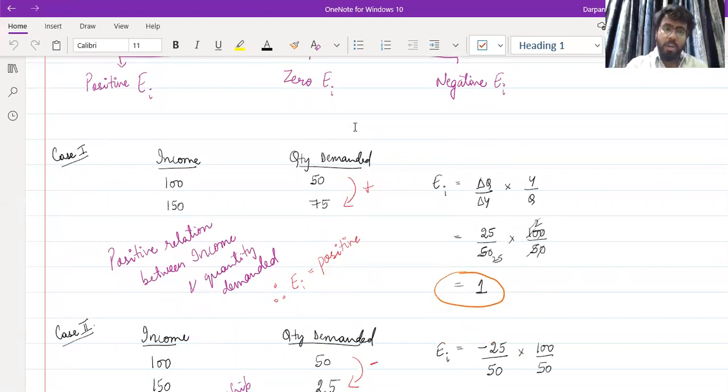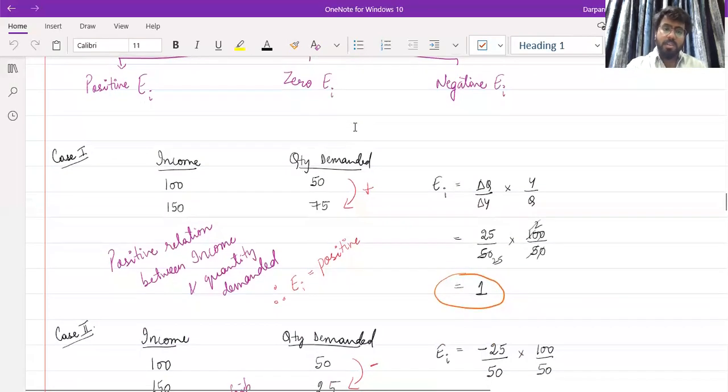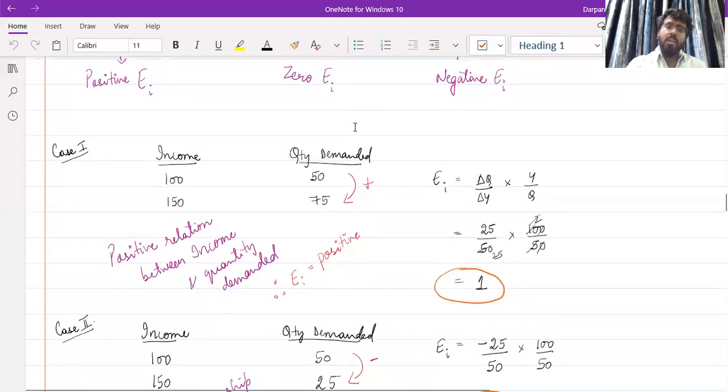So with what goods will negative elasticity happen? With your inferior goods. With what goods will positive happen? With your normal and luxury goods. Within normal and luxury goods, what will react more? Luxury goods will have greater elasticity than normal goods.